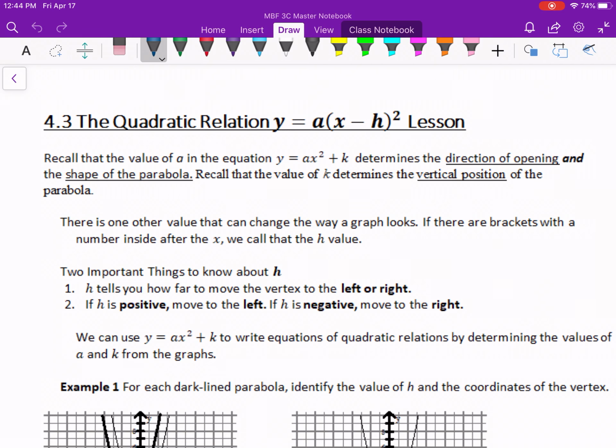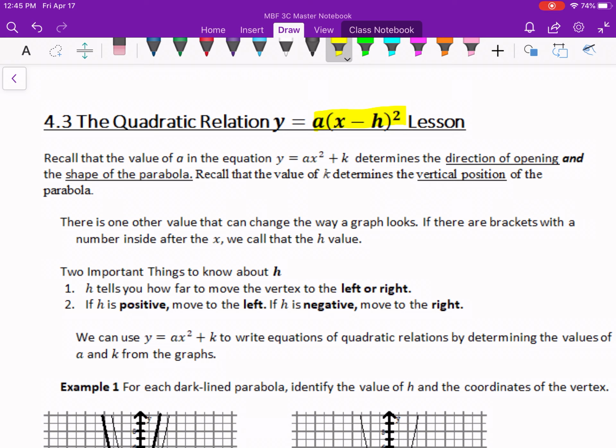For our next topic in quadratic relations, we're going to continue working with graphing things in what's called vertex form. Last lesson we looked at ax squared plus k. Today we're going to look at a variation on that: a, and then in brackets x minus h, and then the squared on the brackets.